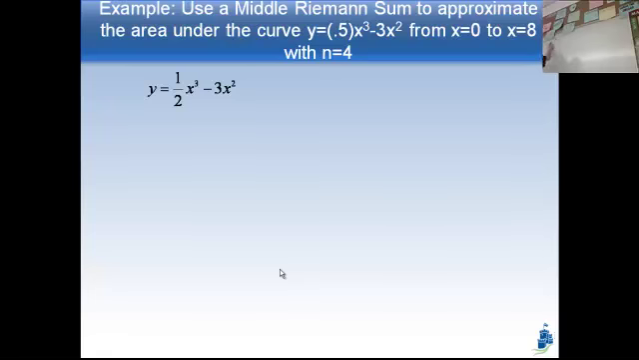Just to make this super, super confusing, I've chosen a pretty difficult function. 1/2 x cubed minus 3x squared.